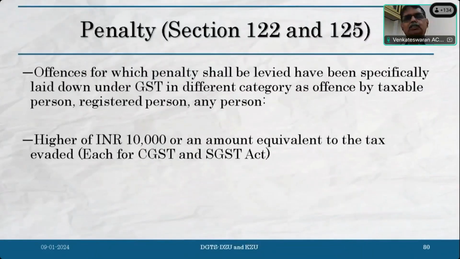Then penalty. Section 122 categorizes each and every penalty for each and every offence committed or non-compliance. It also categorizes for the registered person, unregistered person and also co-offenders. For all three categories, it is categorically mentioned what is the fine or penalty for each and every violation of the provisions of law. The penalty may be as low as 10,000 rupees, but at times it may be equal to the tax evaded, which is 100% of the tax, or even 200%. So this is the penal consequence of non-compliance.